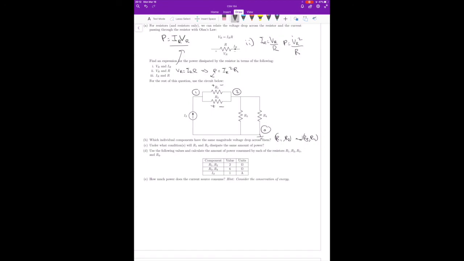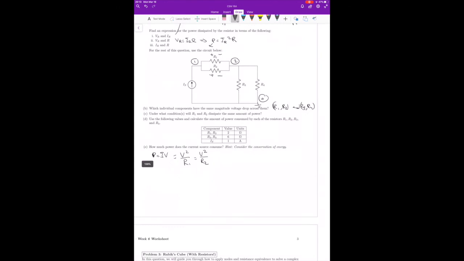Okay. Under what conditions will R1 and R2 dissipate the same amount of power? So we got that power is equal to IV. But in this case, what's even more useful is to use this expression we have in terms of voltage and resistance. So we got that power is equal to V squared over R. And since the voltage across them is the same, the power across them is going to be dependent on only the resistance. So we want V squared over R1 to equal V squared over R2. And this just means that if R1 and R2 have the same resistance, then they'll dissipate the same amount of power. Okay, that's part B.